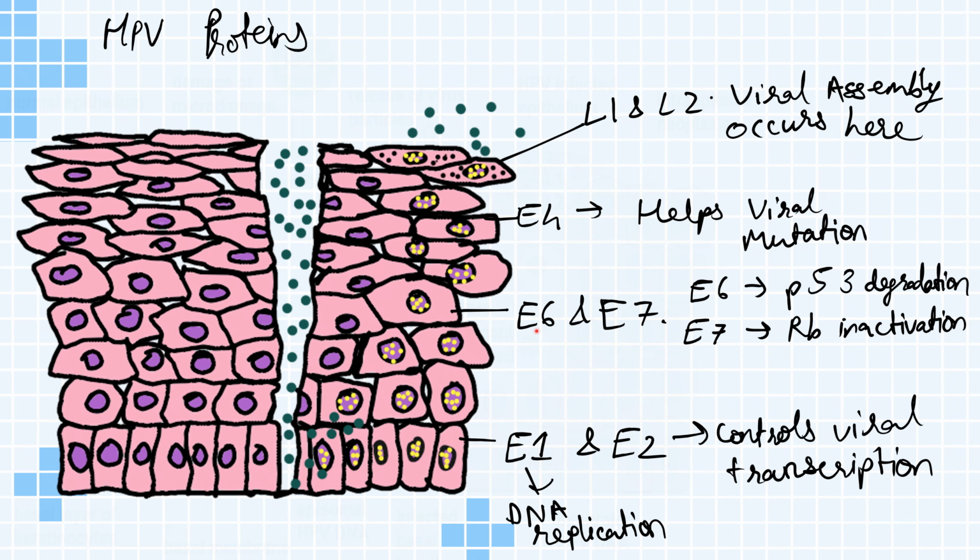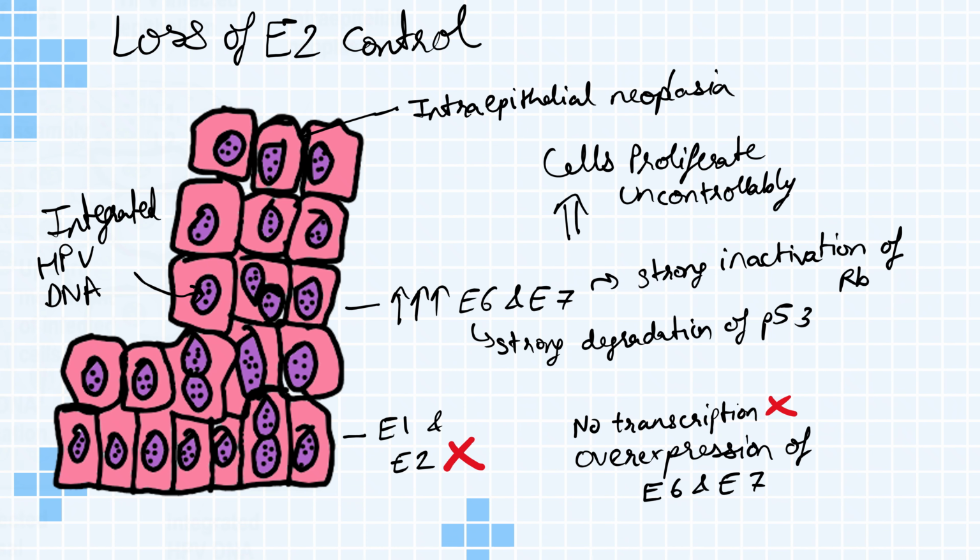So, what happens if the virus loses regulation? In persistent high risk HPV infection, the viral DNA may integrate into the host genome. During integration, the E2 gene is often disrupted. Normally, E2 suppresses E6 and E7 expression. When E2 is lost, E6 and E7 become overexpressed. This causes excessive degradation of P53 and strong inactivation of RB. As a result, cells begin proliferating uncontrollably, leading to cervical intraepithelial neoplasia.